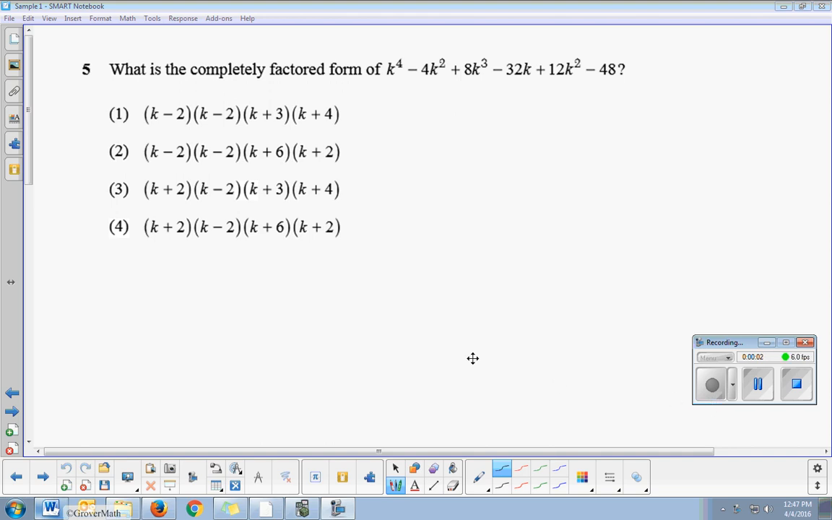Algebra 2 Regents, sample video number 5. What is the completely factored form of this mess? k to the fourth minus 4k squared plus 8k cubed minus 32k plus 12k squared minus 48.